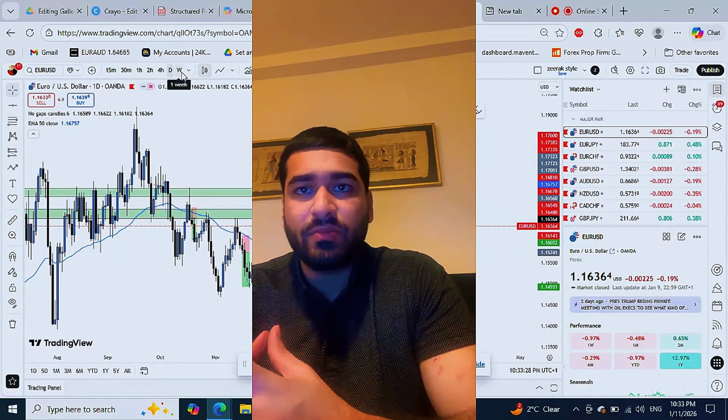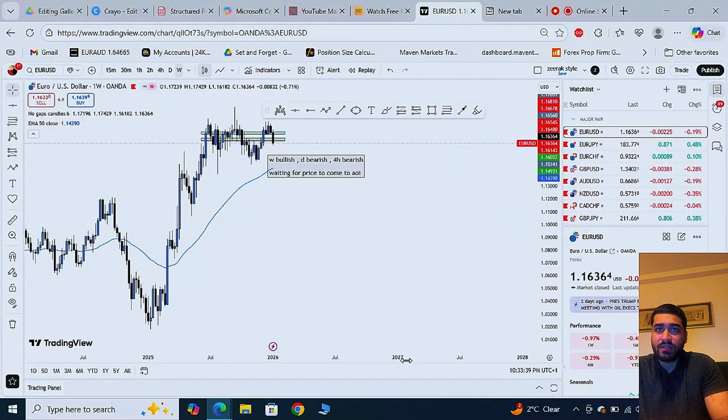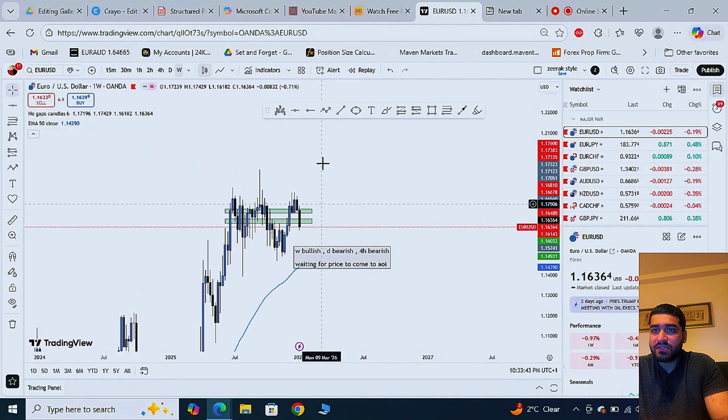So let's talk about my next week pairs and what pairs I'm looking for. EUR/USD. So we are going to the weekly. The weekly is currently bullish, so lower low, and this is the higher high. We are going to the daily.